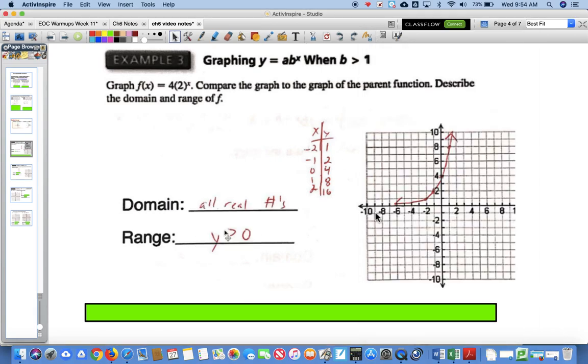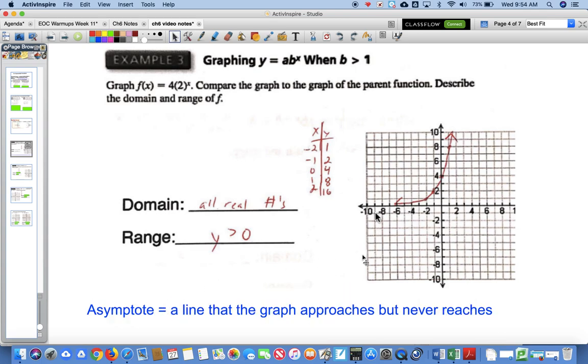So what we have here is y is greater than 0. We can never reach 0. We just keep getting closer. That's the definition of an asymptote. Not something you guys have to stress over, but something we'll see here. This line here, this x-axis, represents an asymptote. It's a line that this graph is approaching but can never reach. So it would be greater than but never equal to 0.